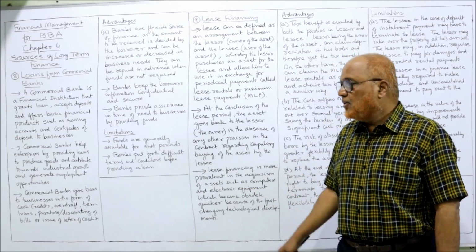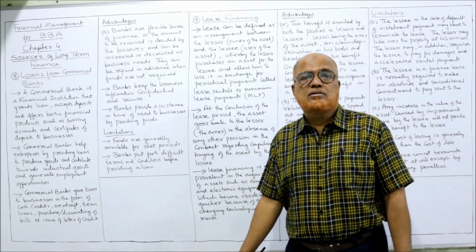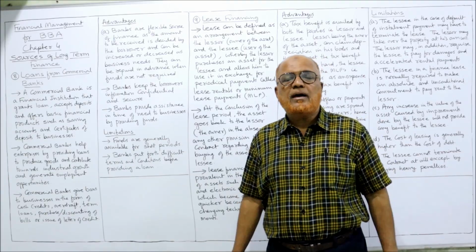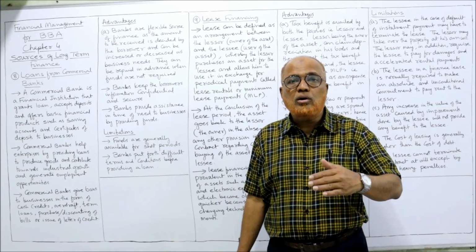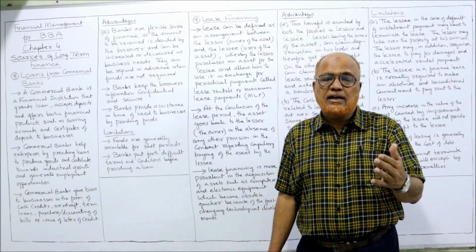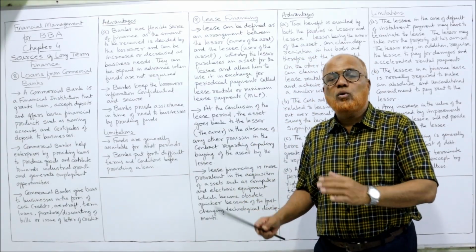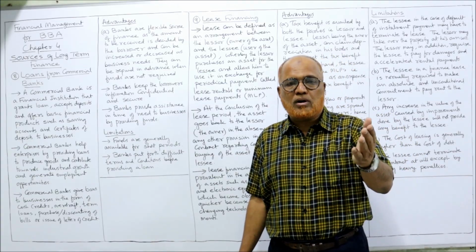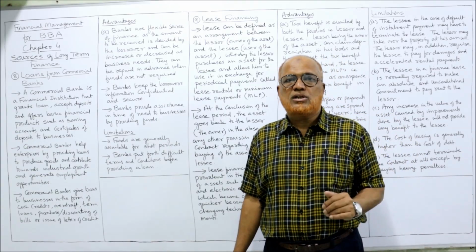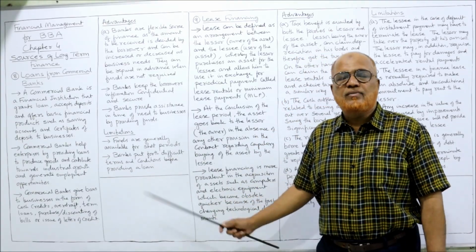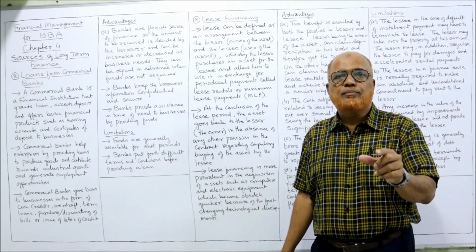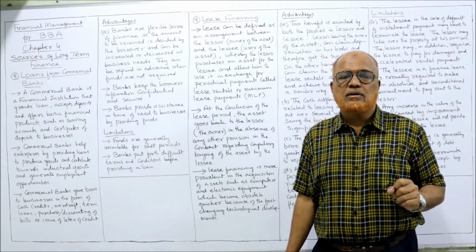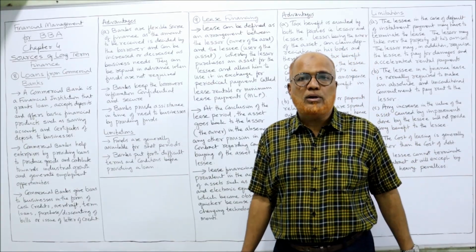Second, limitations. Funds are generally available for a short period. Normally, commercial banks will not extend long-term credit. For getting long-term credit, they have to go for other sources like financial institutions, or shares, or debentures, or bonds. But when the firm needs short-term funds, they can approach commercial banks. Commercial banks will not give long-term loans.